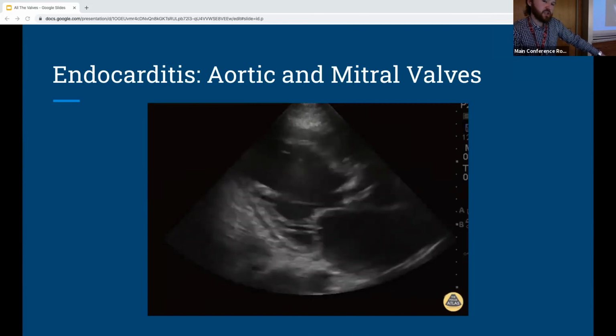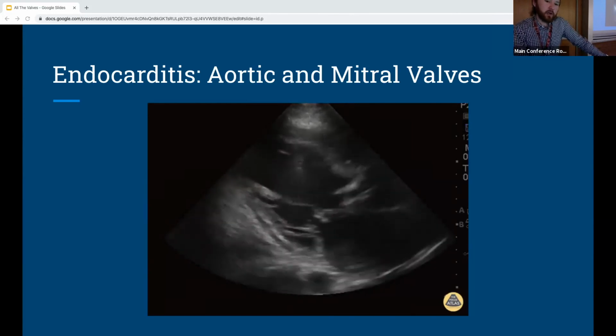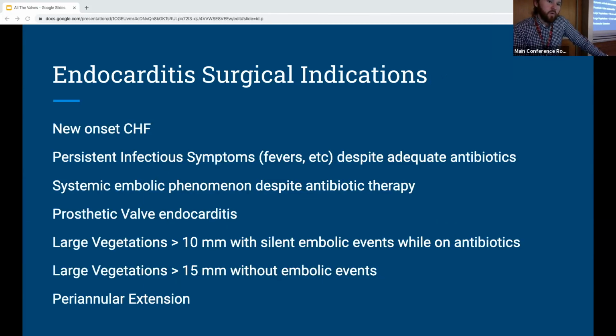So if you have a patient who's like IVDU and has risk factors and some presenting symptoms, just consider taking a look. So when would you want to get a surgeon for endocarditis? Kind of the same things, new onset CHF, new AFib, things like that.